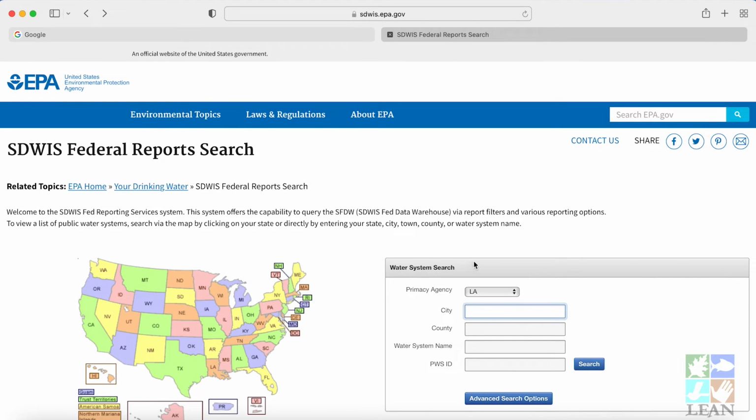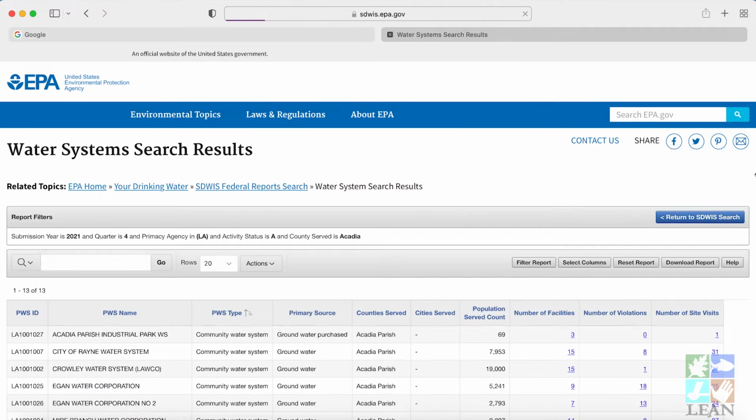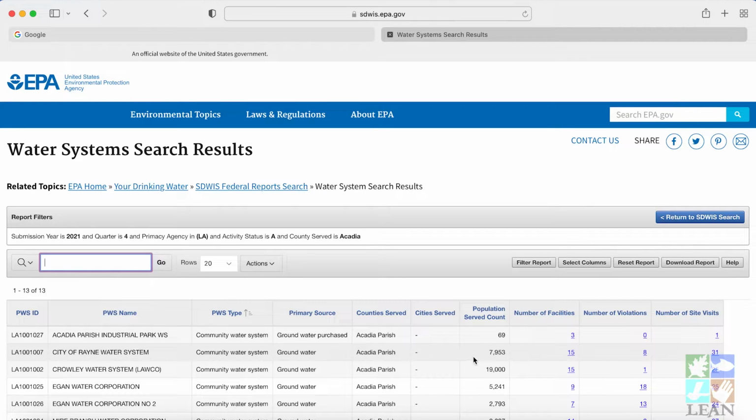Alternatively, if you don't want to go through a whole list of water systems, you can use the water system search on the right. So I'm going to go ahead and look it up by county. We'll just look at Louisiana as the primacy agency, and I'll look up Acadia Parish. Just click search, and a number of water systems pop up. Let's just say my water system happens to be the city of Rain.